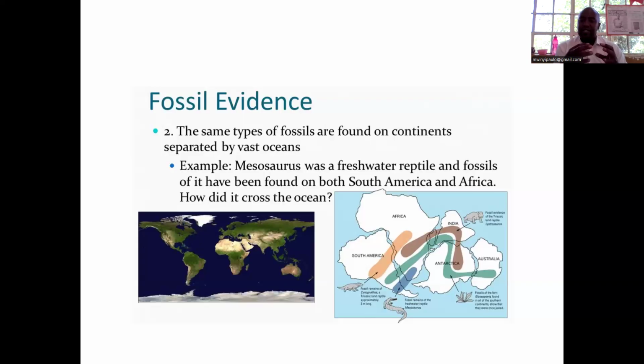That's why the fossils are found on both of these continents. And so when they started to separate, that's how they went to different continents. A good example is a freshwater reptile called Mesosaurus. Some fossils of it have been found in both South America and Africa. The question we need to ask ourselves is, how did it cross the ocean?